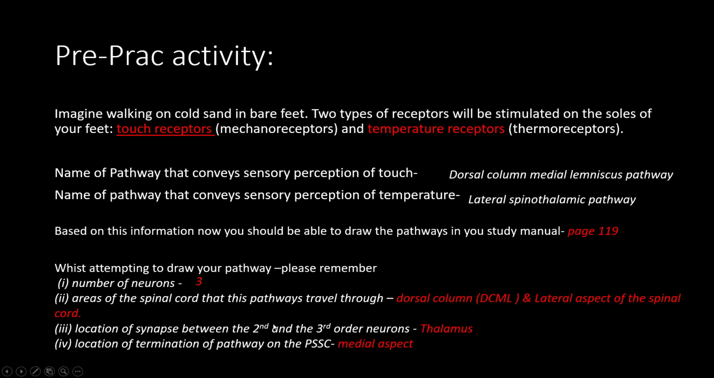synapses and decussates. Next, the location of the synapse between the second and the third order neuron should always be in the thalamus. Finally, the location of termination of the pathway is on the primary somatosensory cortex. You should refer to the sensory homunculus, where each part of the body is represented.